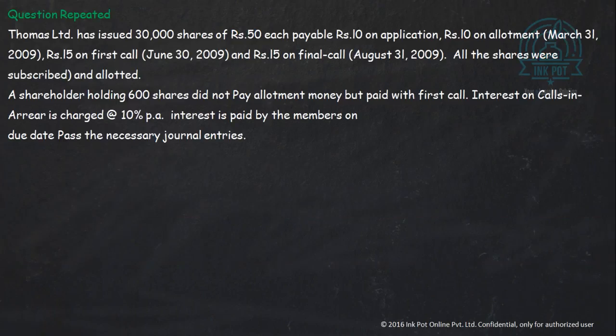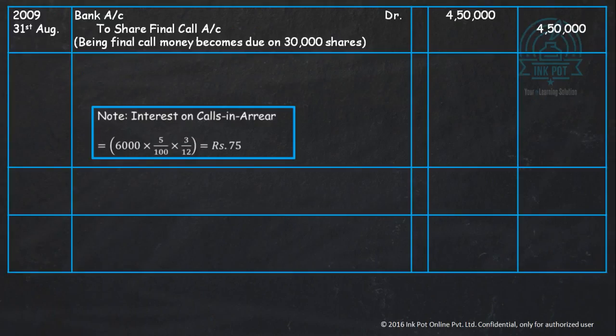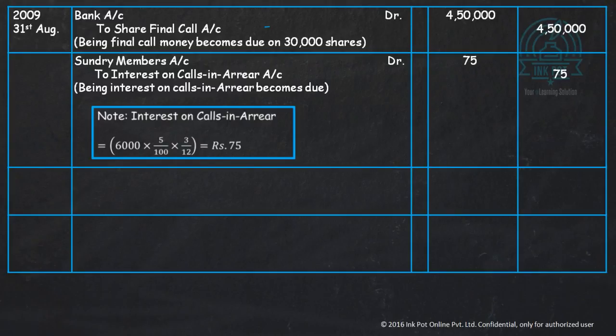After that, what do we have to do? We have to calculate interest on that. Sundry members account debit to interest on calls in arrears. Since it is an income that is being due, therefore it is to be credited. And sundry members is nothing but the shareholders from whom we have to receive interest.